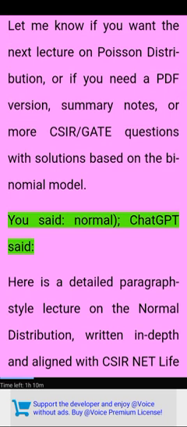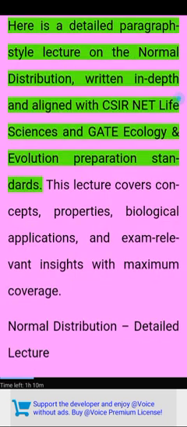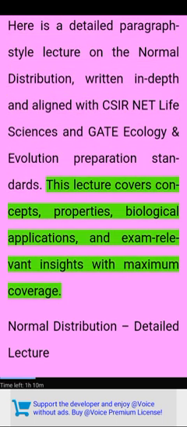Here's a detailed paragraph-style lecture on the normal distribution, written in depth and aligned with CSIR-NET Life Sciences and GATE Ecology and Evolution preparation standards. This lecture covers concepts, properties, biological applications, and exam-relevant insights with maximum coverage.